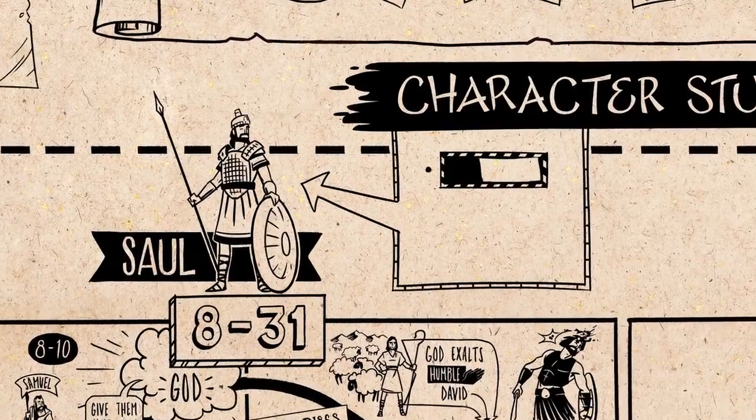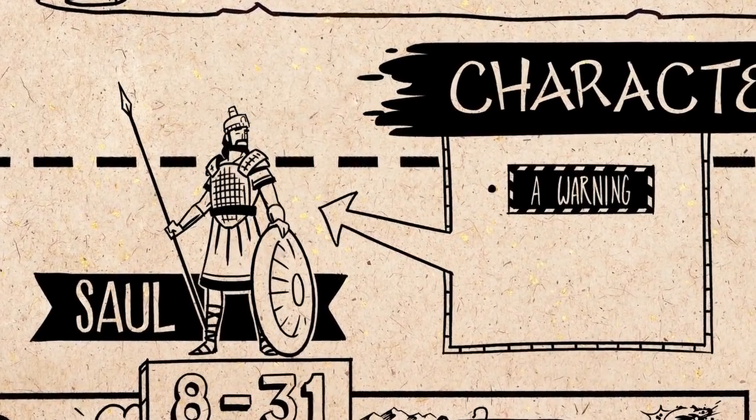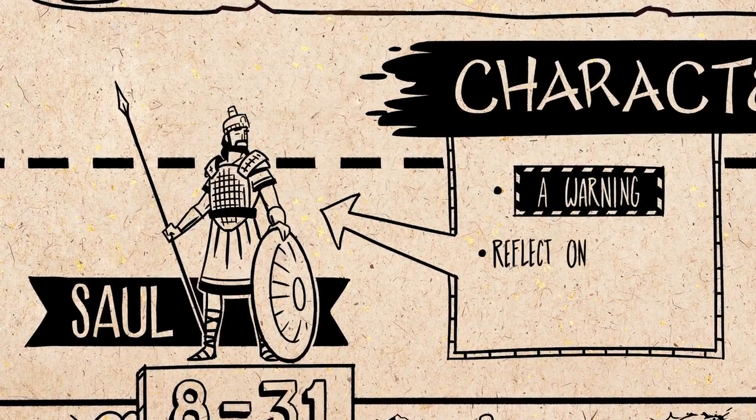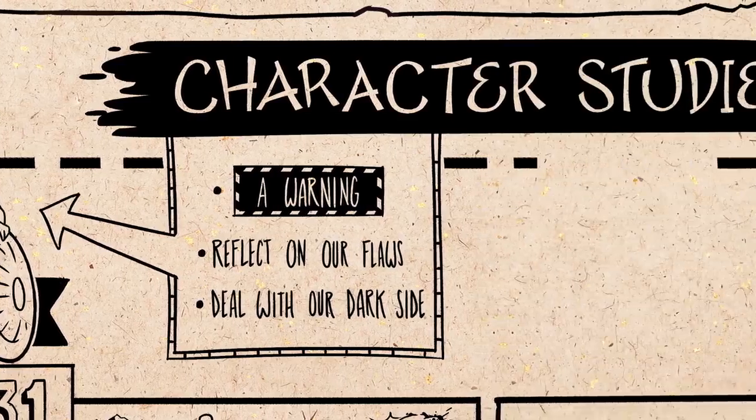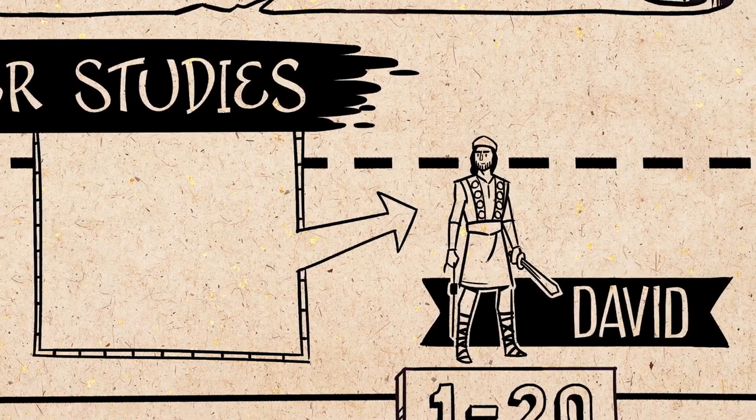So in Saul's story, we see a warning. It's crucial that we reflect on our own character flaws and how they harm us and other people. And with God's help, we need to humble ourselves and deal with our dark side so that Saul's story doesn't become ours. David, on the other hand, is presented as an example of patience and trust in God's timing in our lives.